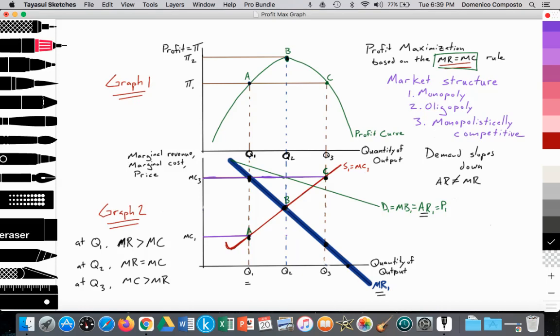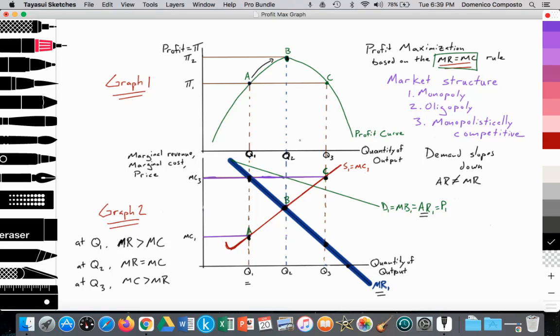And here they're producing where MR equals MC, MR at point B equal to MC. And there we see that since the additional revenue is equal to the additional cost of producing that level of output, they have maximized profit. So on the profit curve function in graph 1, they've moved from point A to point B.